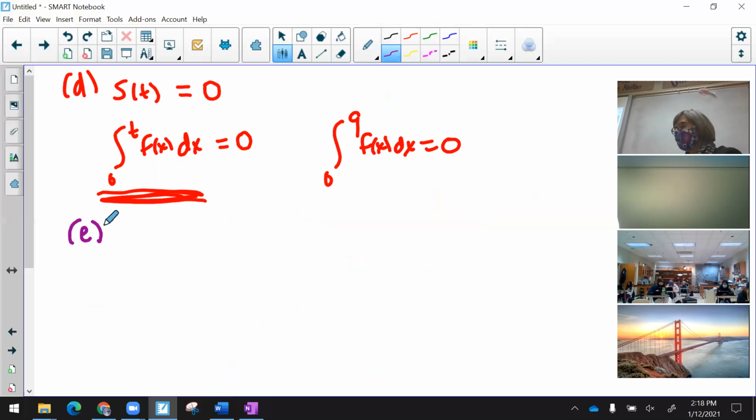Can you just write that for an answer, or do you have to give this 9 seconds? Oh yeah, you probably need to write t is equal to 9 seconds. Yes, you do. You absolutely need to choose. Thank you.